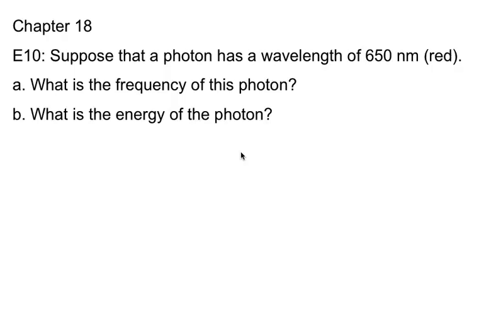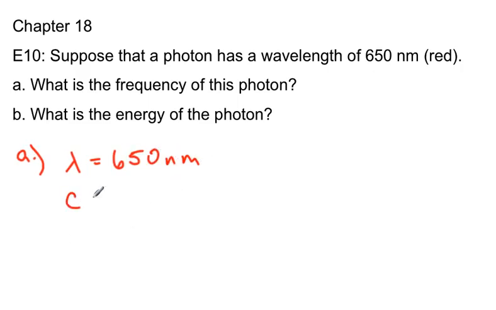Okay, let's try a problem from chapter 18. Suppose that a photon has a wavelength of 650 nanometers. What is its frequency and what is the energy? Okay, let's solve for the frequency first. Let's work on A. We know the wavelength is 650 nanometers.